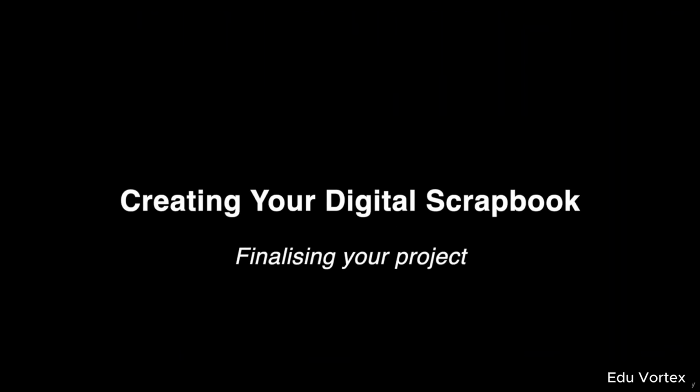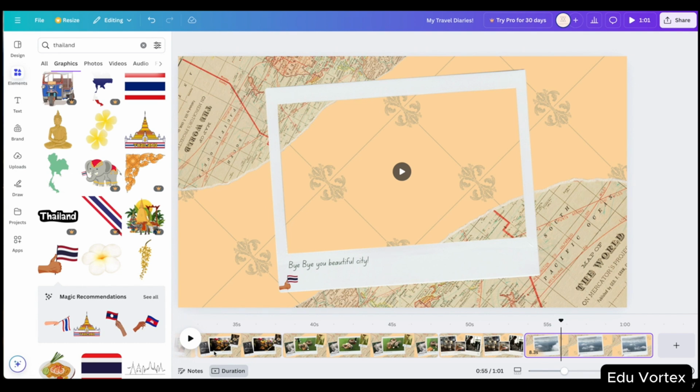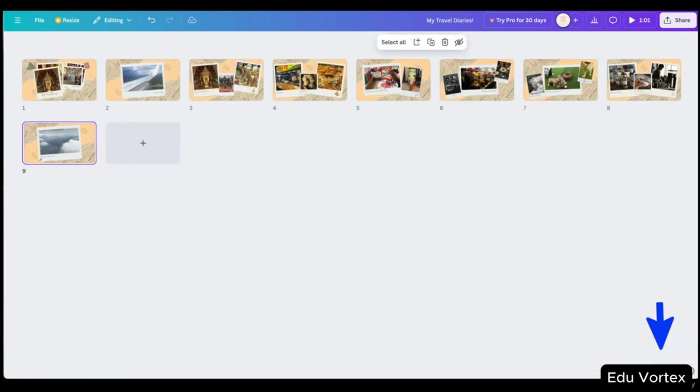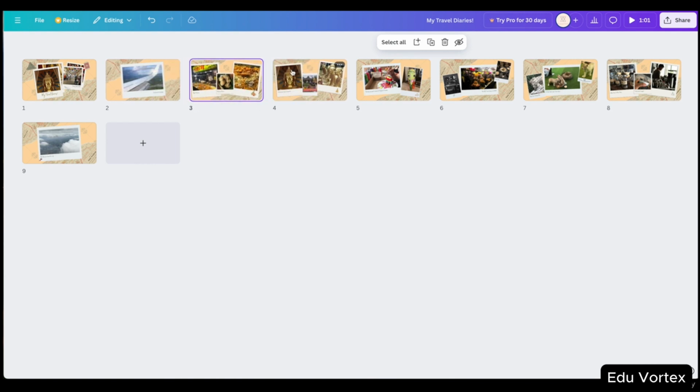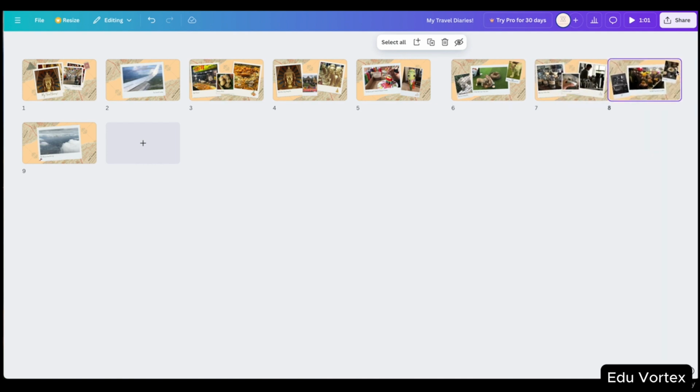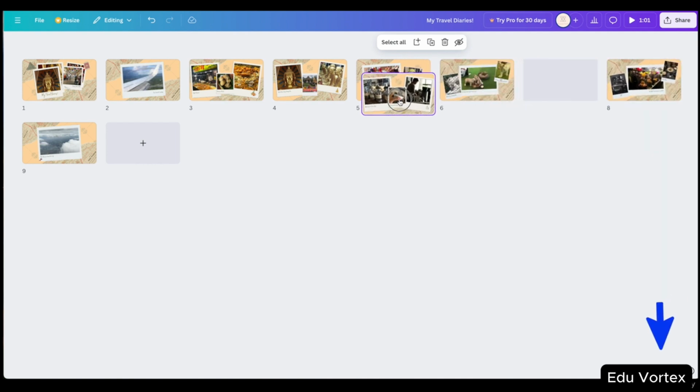Creating your digital scrapbook, finalizing your project. So if you click on the grid view by the arrow, this gives you an overview idea of the order in which the slides would be going. You can simply drag and drop if you want to reorder them, shuffle them around. So in this case, I'm actually reordering it to represent the chronological order of the trip. Now we click the grid button to return back.